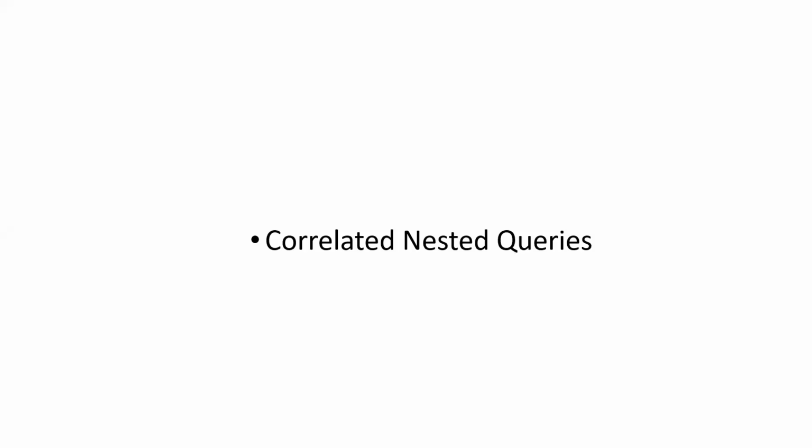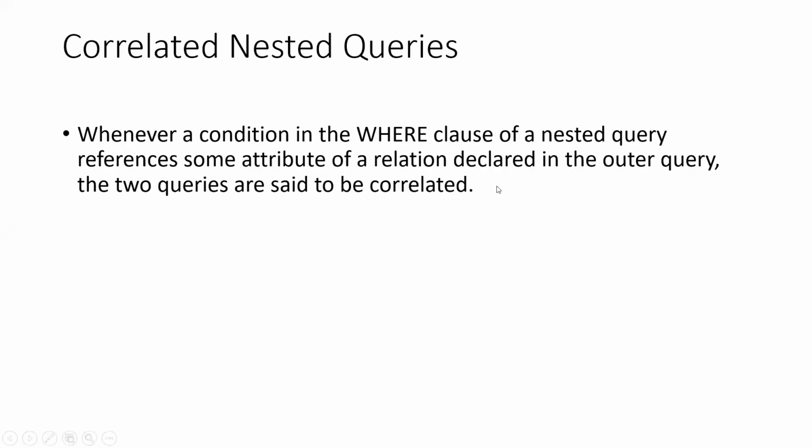Next is correlated nested queries. Whenever a condition in the where clause of a nested query references some attribute of a relation declared in the outer query, the two queries are said to be correlated.